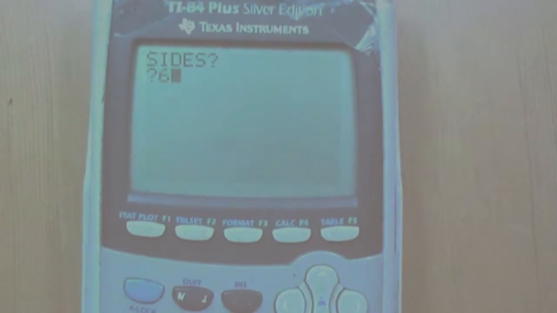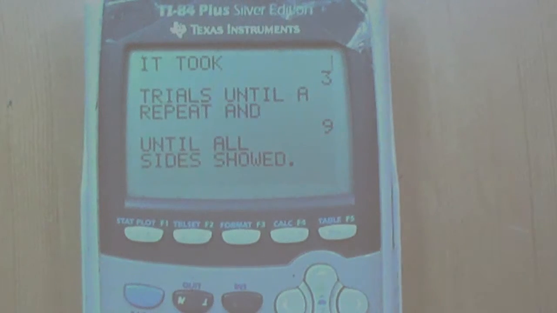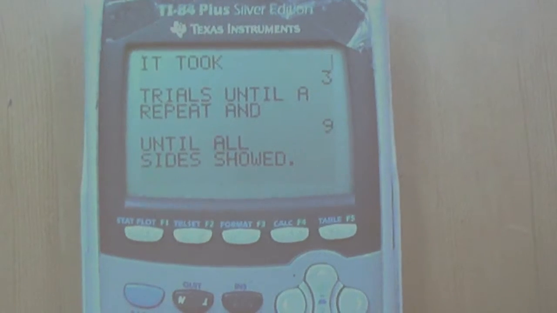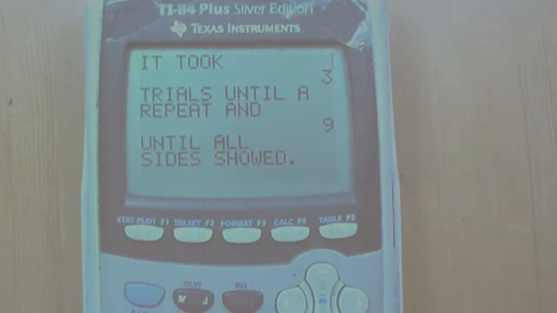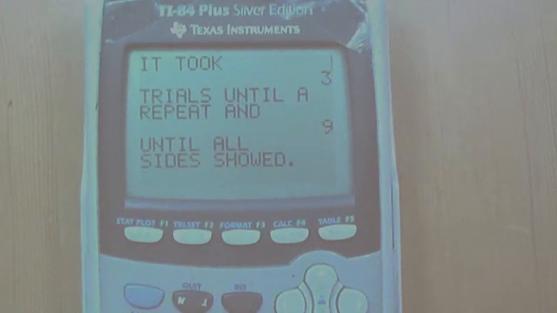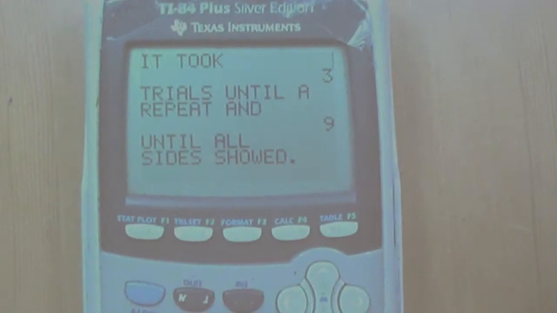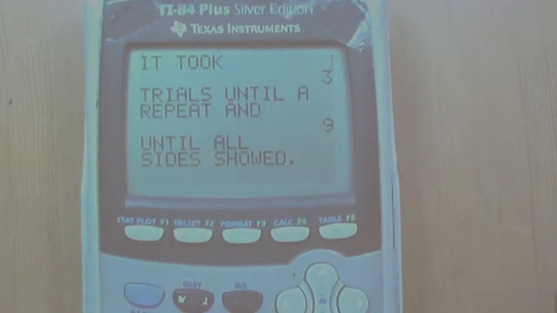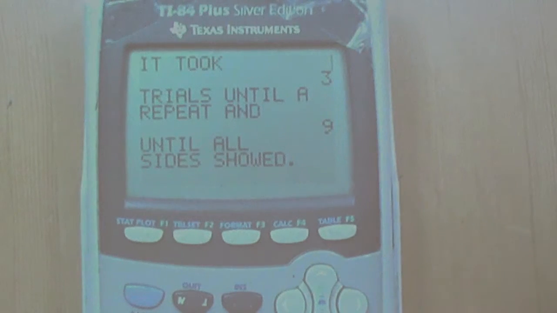So type in 6, and then press enter. It's going to think a couple seconds, and then it's going to tell you it took 3 trials until you got a repeat. So maybe it went 1, 2, 1, or 2, 3, 3, or something. So it took 3 rolls of the die to get a repeat, and it took 9 until you got all the sides at least once. Fair enough? So what it just did was the same thing you guys did in class with the actual items, but it's doing it for you inside its little mathematical brain, which I love.